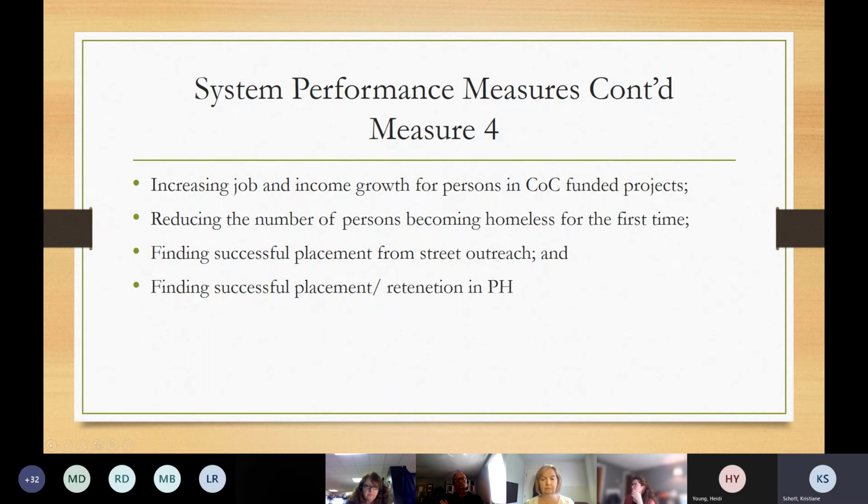It also looks at reducing the number of people who become homeless for the first time. So really looking at how is the continuum of care's prevention and diversion working? Is it working? Are we able to prevent people from becoming homeless in the first place? Also at looking at finding successful placement from street outreach and finding successful placement and retention in permanent housing.